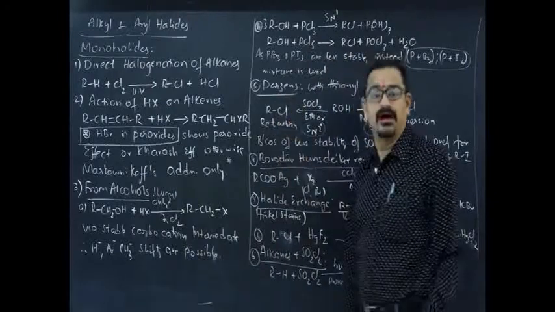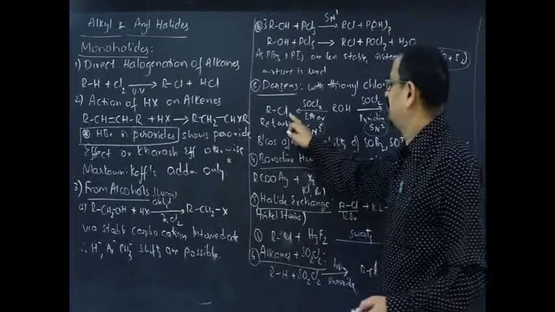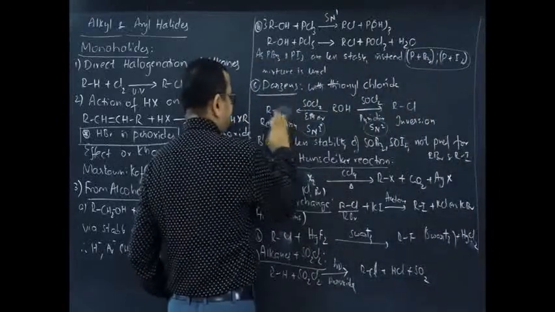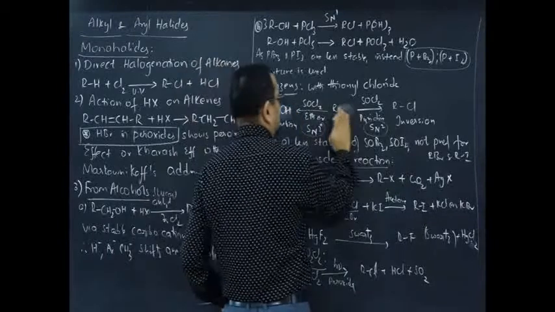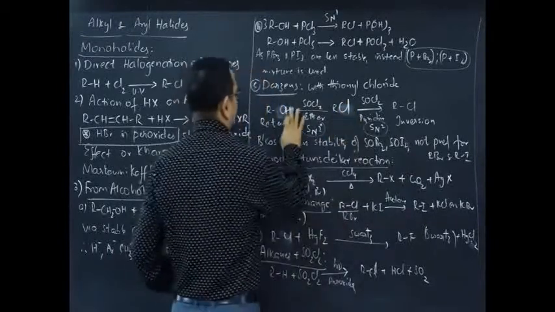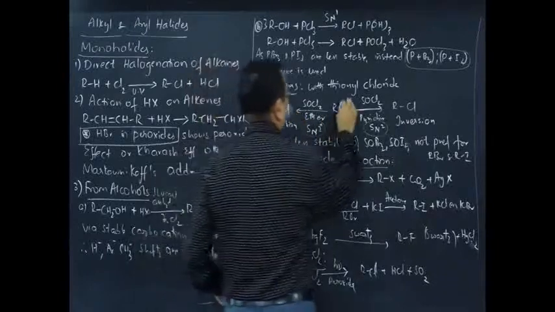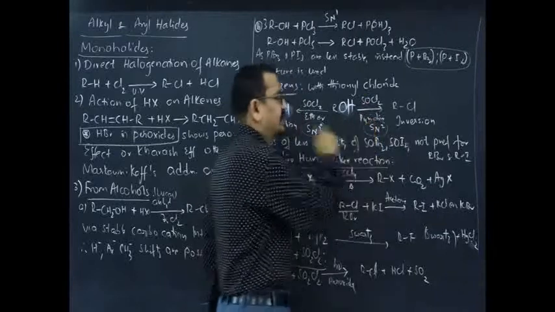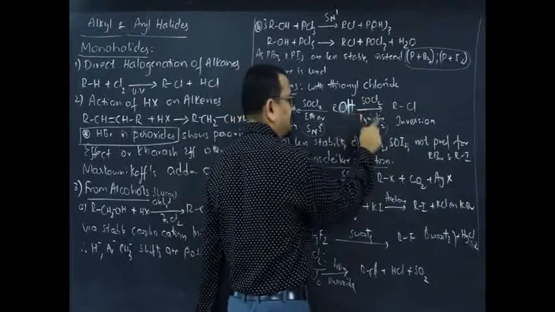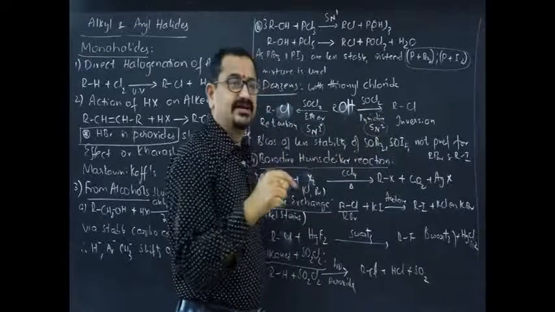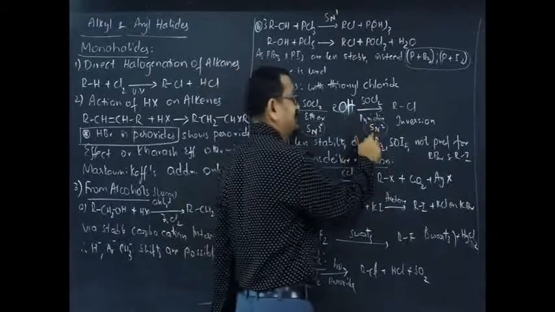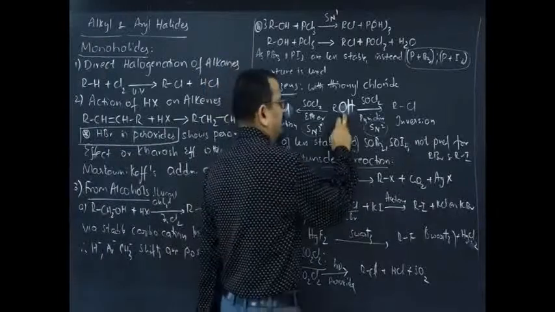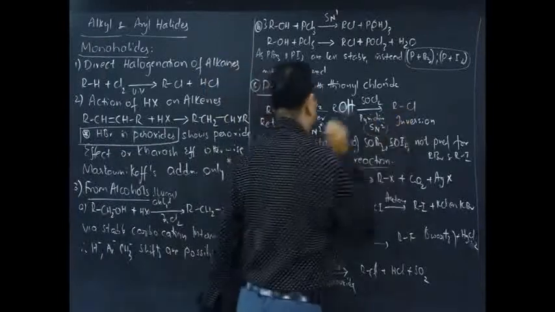This is also from alcohols only. See, it is alcohol when treated with thionyl chloride in presence of pyridine. In presence of pyridine solvent, it follows SN2 approach. SN2 approach means rear side attack will be followed. As a result of this, inversion of the configuration takes place.